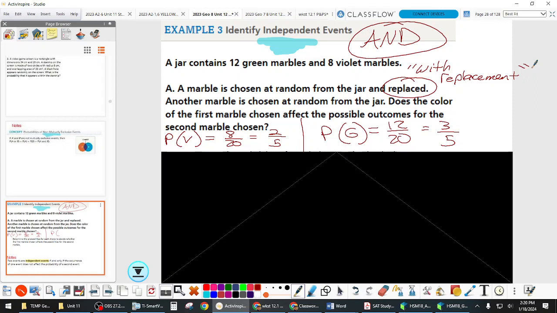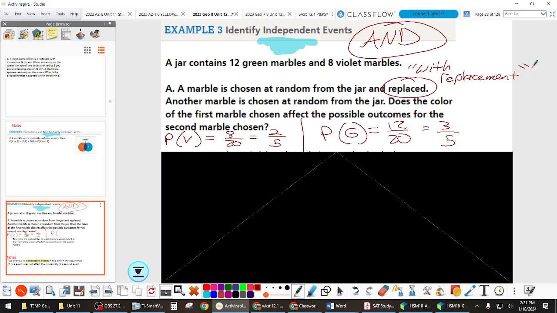So what happens if I don't replace it though? Yeah. The total is less. The total is less. Good. The chance of getting, well, it could lessen or it could grow. Depends on what you drew, right? So one of these cases we call independent, and the other is dependent, okay? So if I pull out a violet marble, what is different about the next draw if I don't put it back?